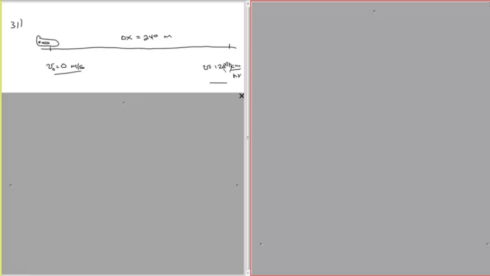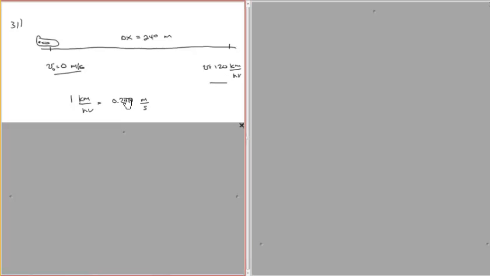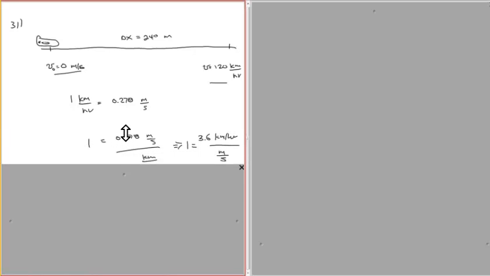So the first thing I'm going to do is convert kilometers per hour to meters per second. We always try to convert to feet per second or meters per second, and then go from there. So to do the 120 kilometers per hour, we go to the front of the book and we find out that 1 kilometer per hour is equal to 0.278 meters per second. So if we divide both sides by kilometers per hour, we get that 1, which is unitless, is equal to 0.278 meters per second per kilometer per hour. So that's one conversion. The other conversion is 3.6 kilometers per hour per meter per second.